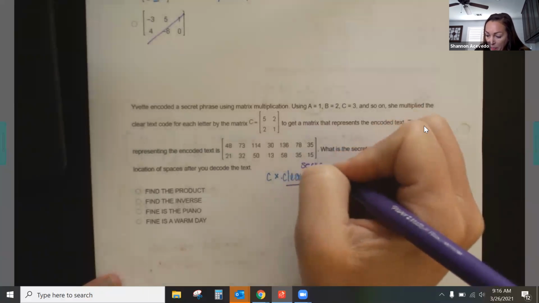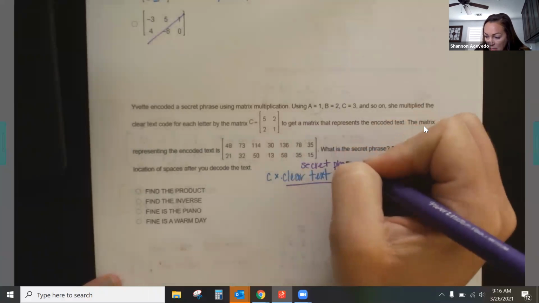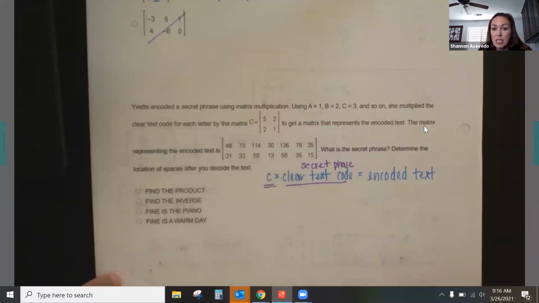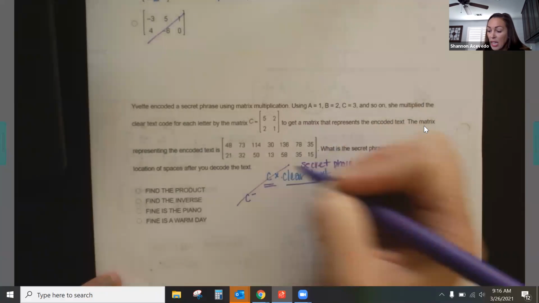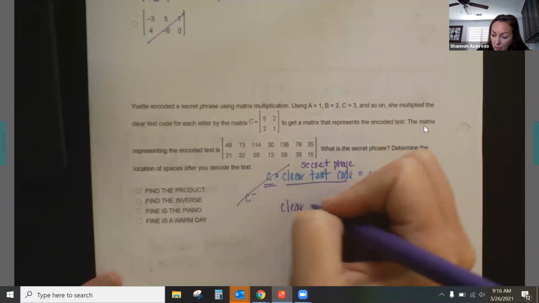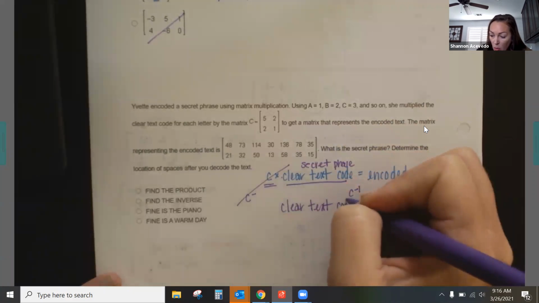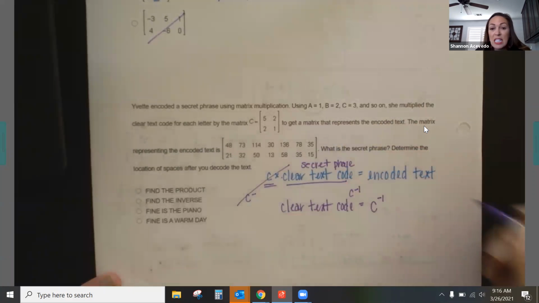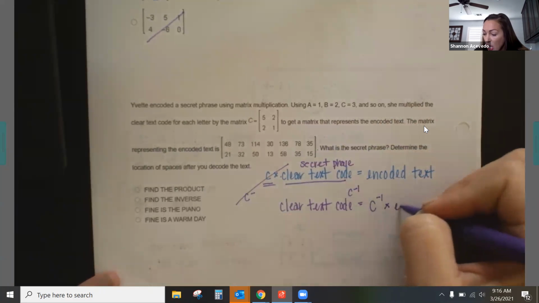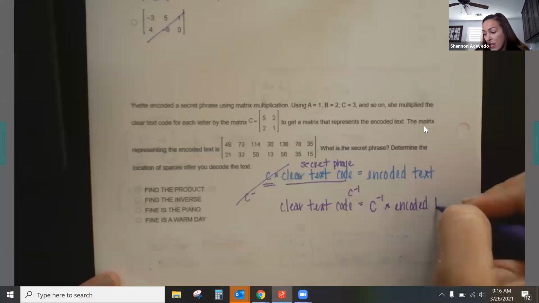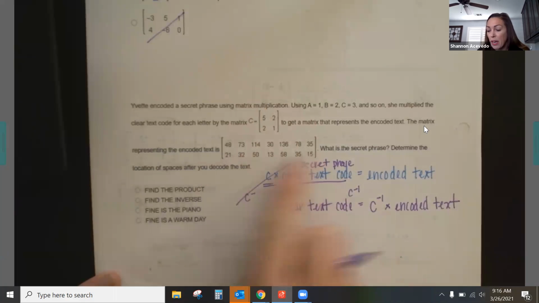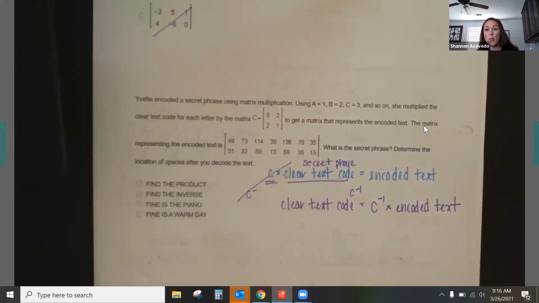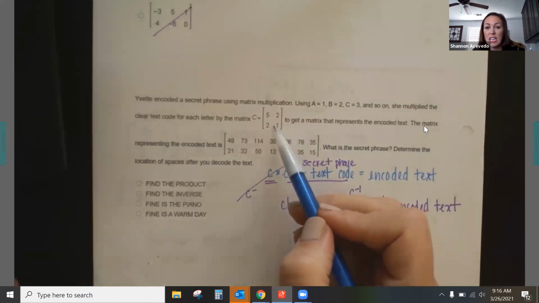This is the secret phrase. So I need to get rid of this C value. And in order to do that, I multiply by its inverse so that it cancels out. So I get that my clear text code would be my C inverse times that encoded text. So we need to figure out the inverse of this and multiply by our encoded text to get our clear text code, to get what we want so we can figure out what our message is. So first thing I need to do is figure out what is the inverse of C.